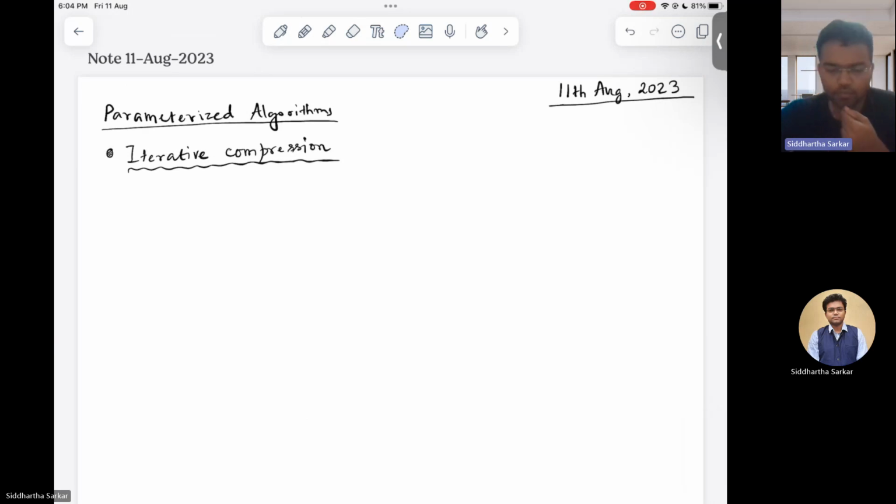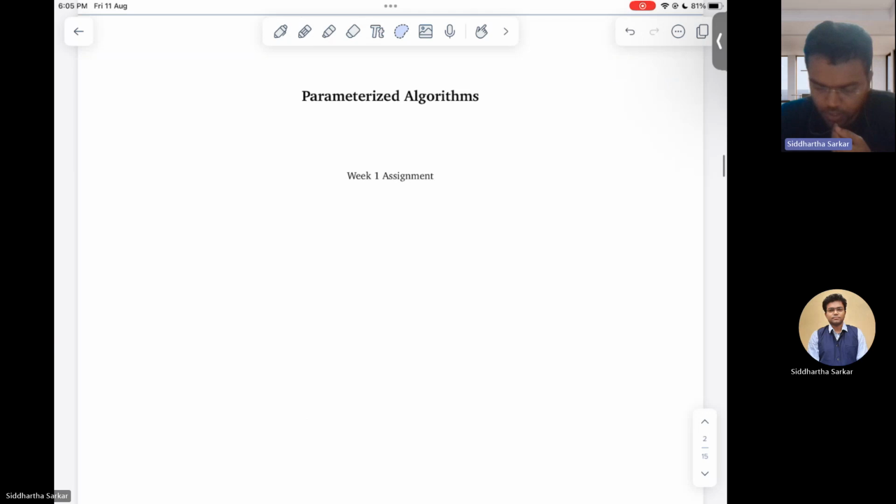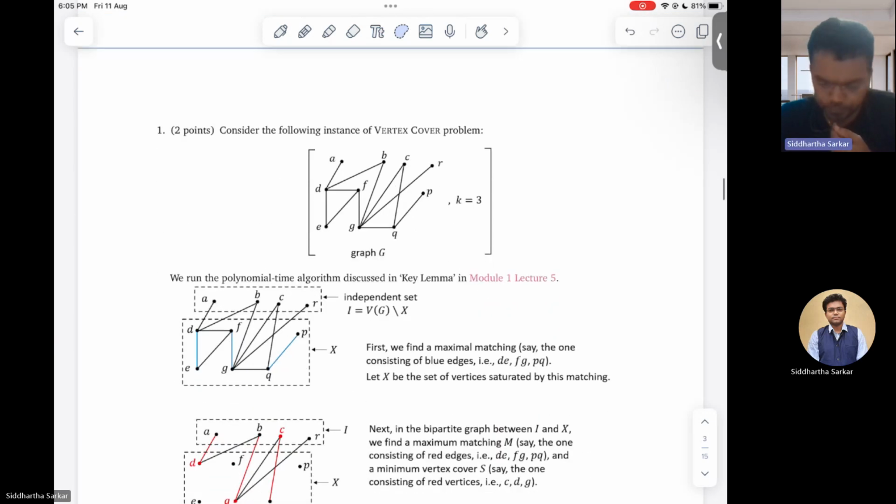So in this week, the videos that we have seen are on this topic called iterative compression, and the problems in week 3 are also from the same topic. And before going to the questions of iterative compression, let's quickly glance through the solutions of assignment 1 and 2.